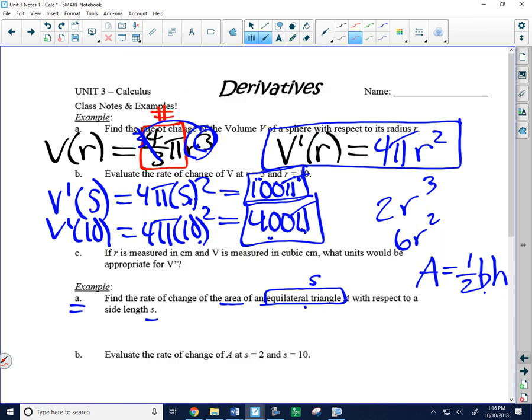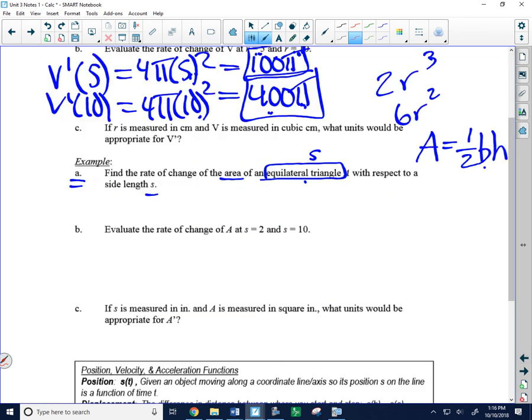What I'm going to do with that, so let me go back here and write them. So that was area, area of an equilateral triangle: radical 3 over 4 s squared. It wants the rate of change of the area. So now we do the derivative, and that'll be the rate of change formula.